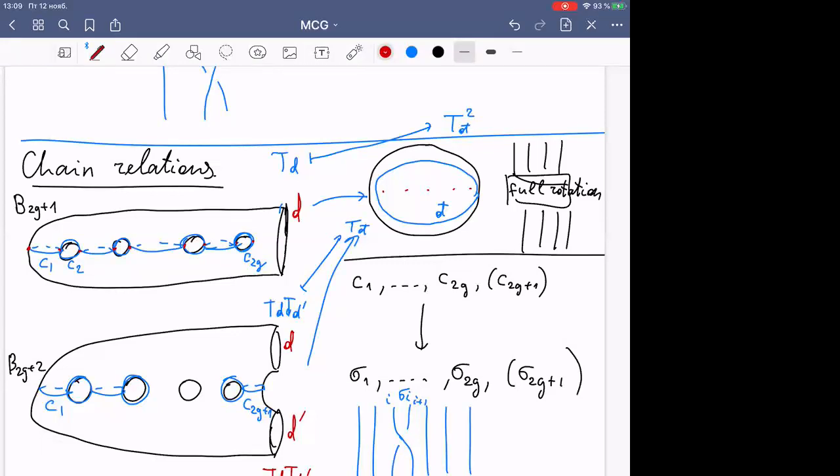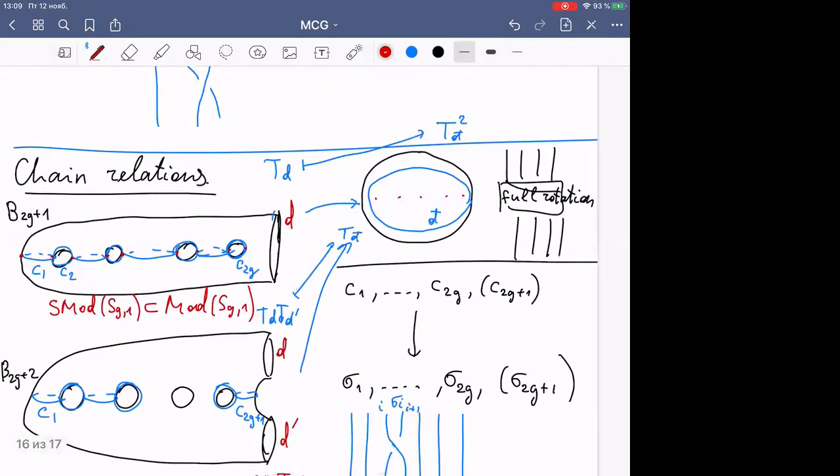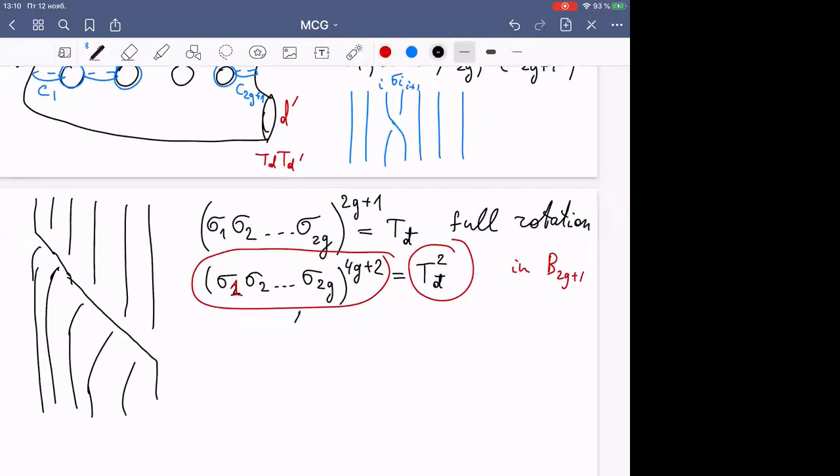so this relation in braid group corresponds to a relation in symmetric mapping class group of this surface, but it is a subgroup of usual mapping class group, so it corresponds to a relation in usual mapping class group of this surface. And in this mapping class group, sigma i's correspond to c i's, and the square of Dehn twist about D bar corresponds to Dehn twist about D. So we arrive at the following relation.